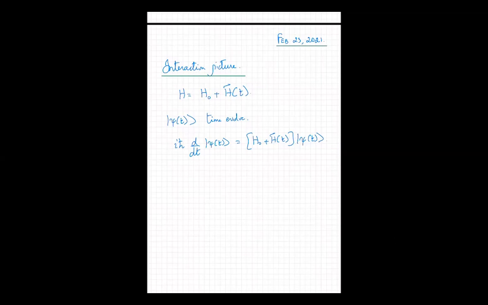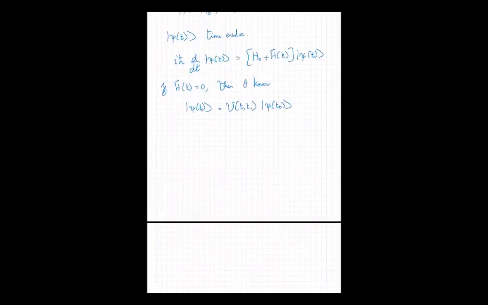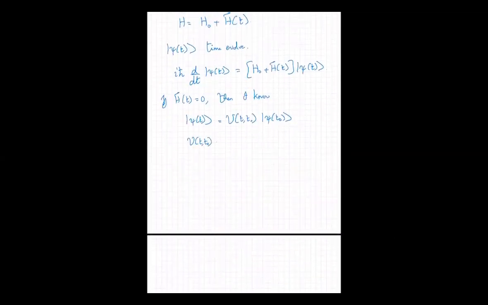See, if H tilde was absent, I know exactly what the time dependence is. If H tilde is equal to 0, then psi of t is some unitary operator U of t, t0 times psi of t0. And in this case, I can solve for this unitary time evolution operator exactly. I know that U of t, t0 is e to the minus i H0 (t minus t0) over h bar.